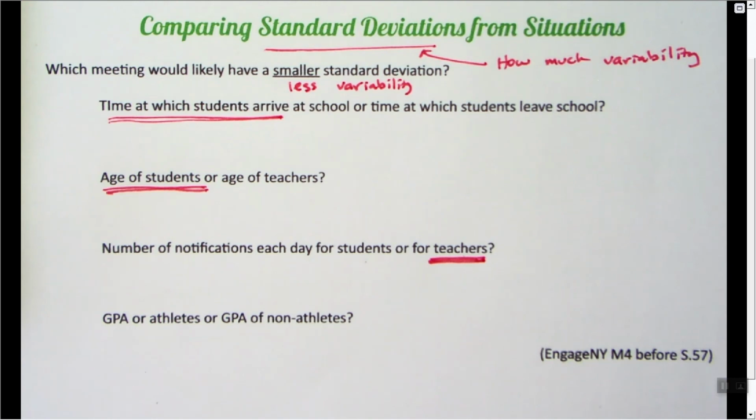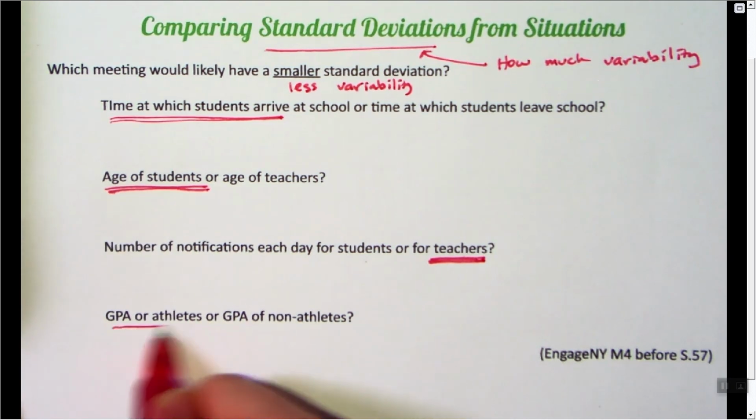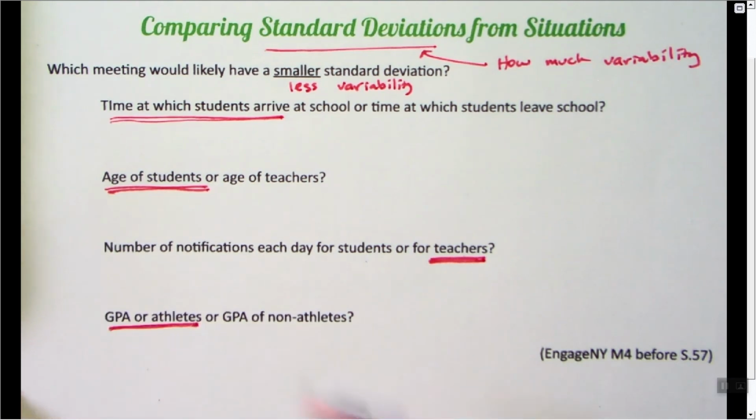And GPA of athletes or GPA of non-athletes. I've had students study this before, and they found that there's less variability in athletes than non-athletes, and that's largely due to the fact that athletes must keep their GPAs above 2.0 to be eligible to play. And so a lot of them have a 2.0 or higher GPA, whereas non-athletes tend to vary below and above 2.0. So this is looking at how much variability there is and thinking about when you'd have less variability, you'd have a smaller standard deviation. When there's more variability, you'd have a larger standard deviation.